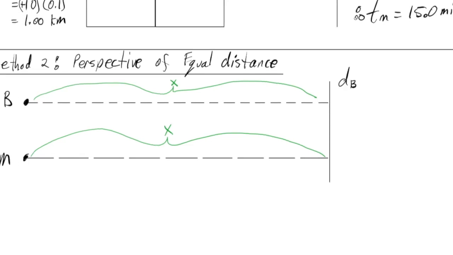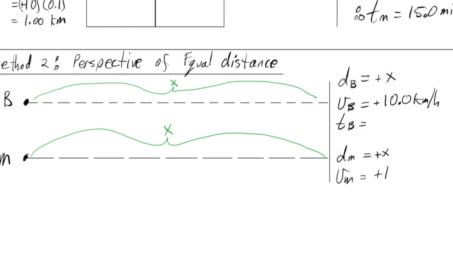So the distance / displacement of the boy, let's call it x, technically positive x, because Buddy is running in the forward direction. Buddy's velocity is positive 10 kilometers per hour. And then I'm just going to leave the time for the boy alone for the moment. Let's go back to mom. Her displacement is also positive x. Her velocity is positive 14 kilometers per hour. And then we have the time, which are not the same. The times are different this time.